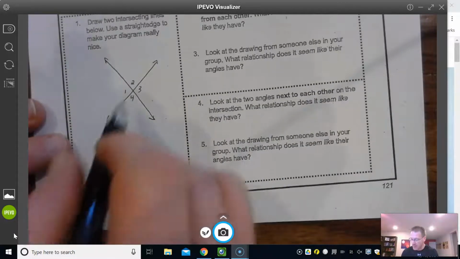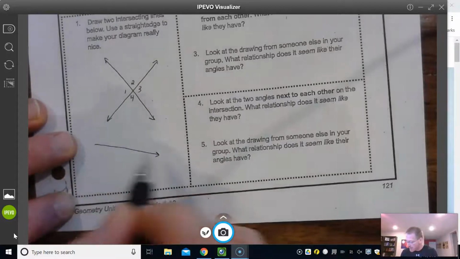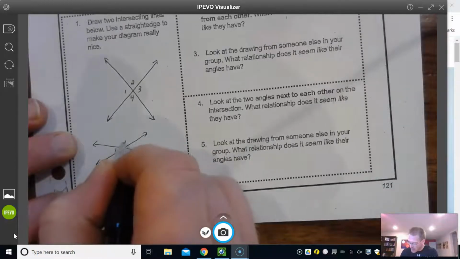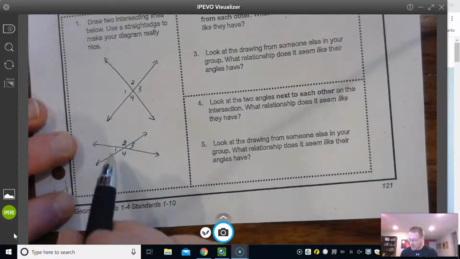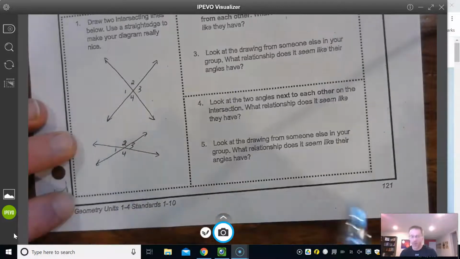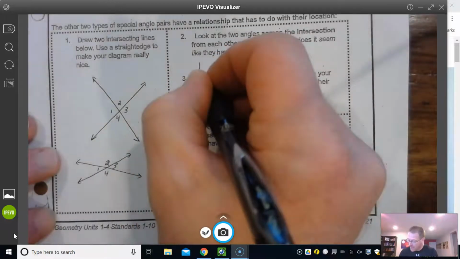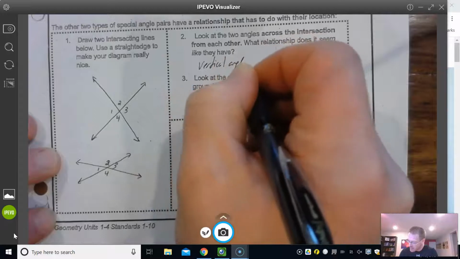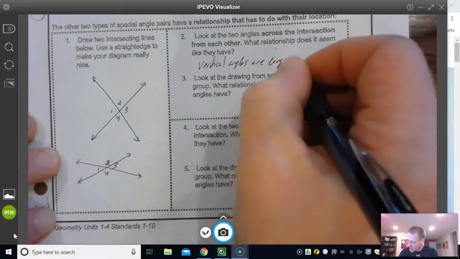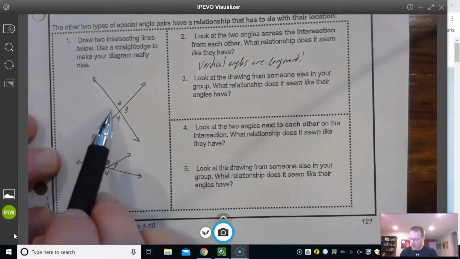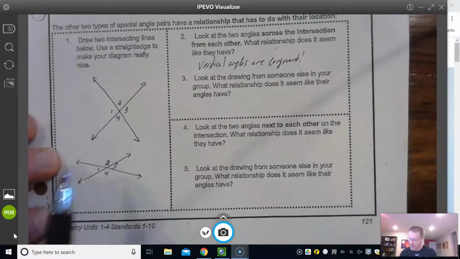And I drew mine almost at a right angle, but even if I went a little flatter and did something like this, 1, 2, 3, 4, it definitely looks like 1 and 3 are the same, and 2 and 4 are the same. And that's really what we want you to get to, that vertical angles are congruent. They will have the same measure. So if angle 1 is 80 degrees, angle 3 would also be 80 degrees. If angle 2 is 100 degrees, angle 4 would be 100 degrees. So that was one of the things that we wanted you to see here.